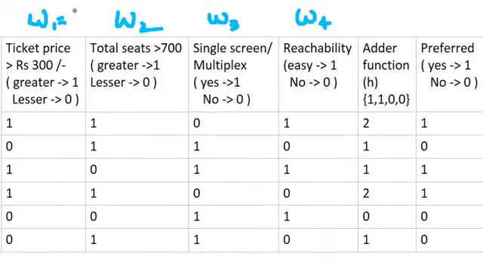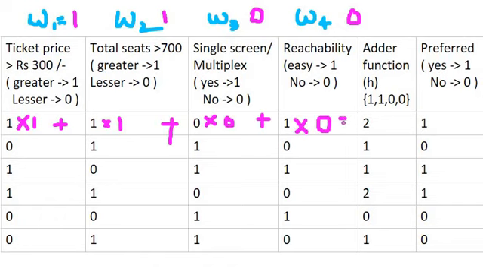Now I am assuming that weight 1 will be 1, weight 2 as 1, weight 3 would be 0 and weight 4 would be 0. And let us now calculate the value of the adder function here: 1 into 1 plus 1 into 1 plus 0 into 0 plus 1 into 0. This gives us 2. In the same way we can calculate for the rest of the rows also, and these values will be obtained after calculation. So now let us see for what values of the adder function the output is 1 and for what it is 0.